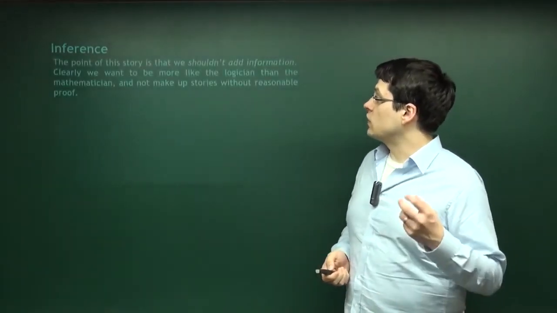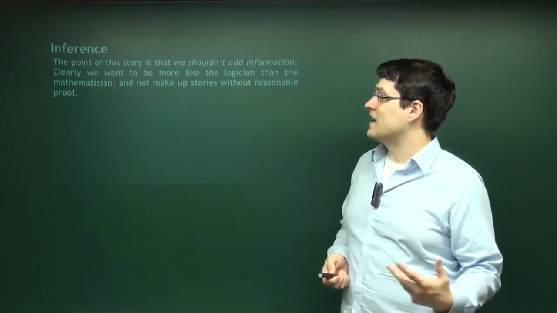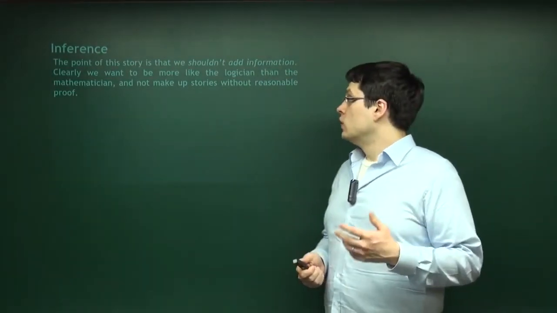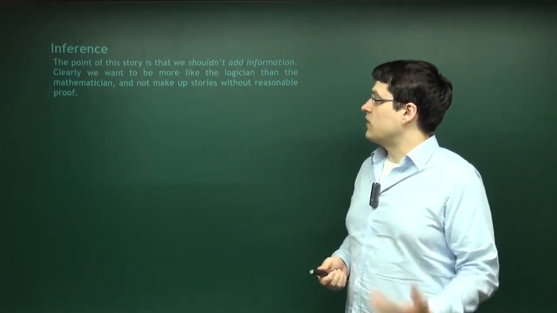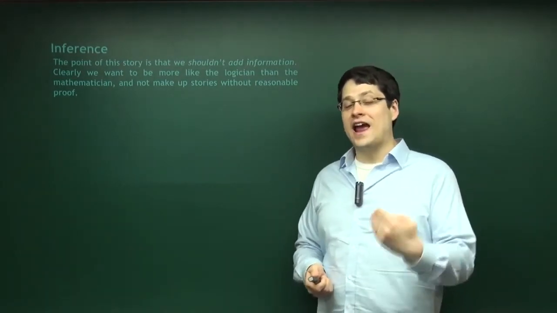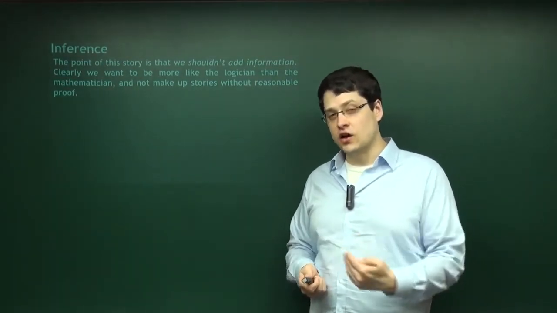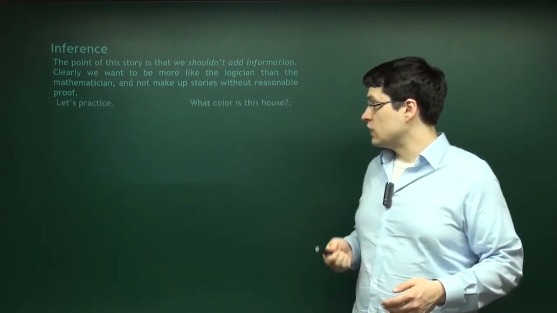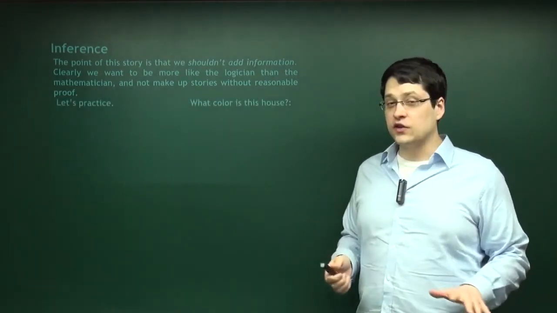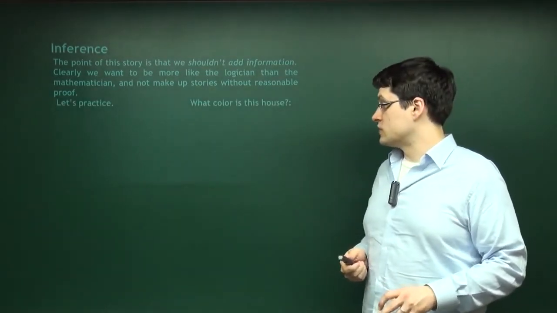So the point of this story is to show that we shouldn't add information to the story. We want to be more like the logician than the mathematician, but we still don't want to add anything into the story that's not already there. So let's practice. See if you can learn a lesson from the story we just told.